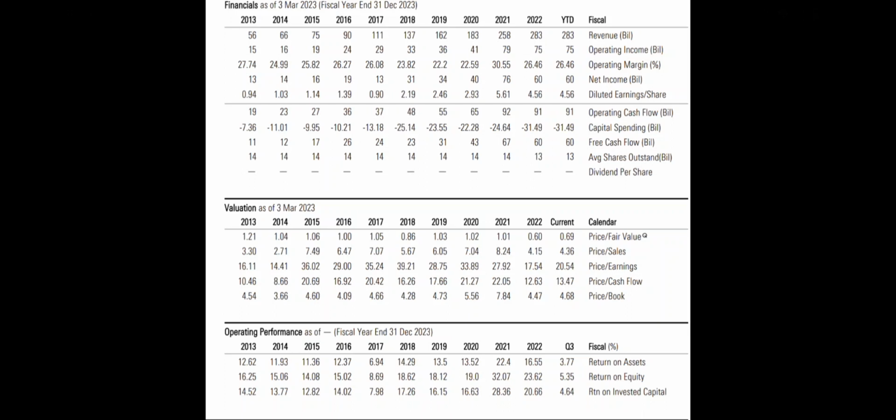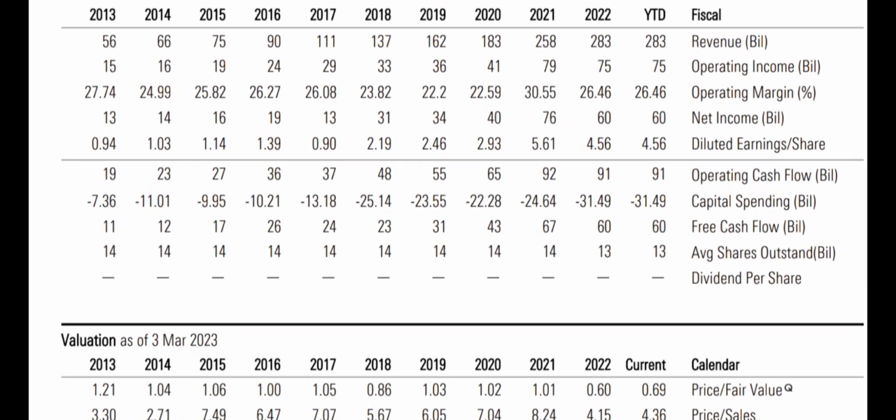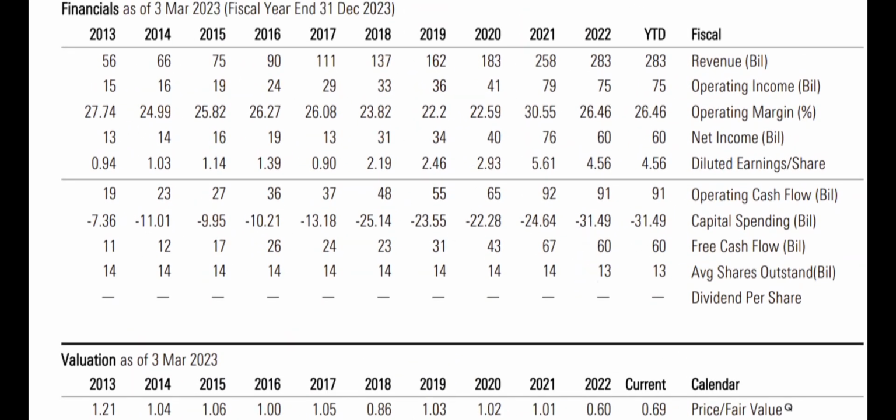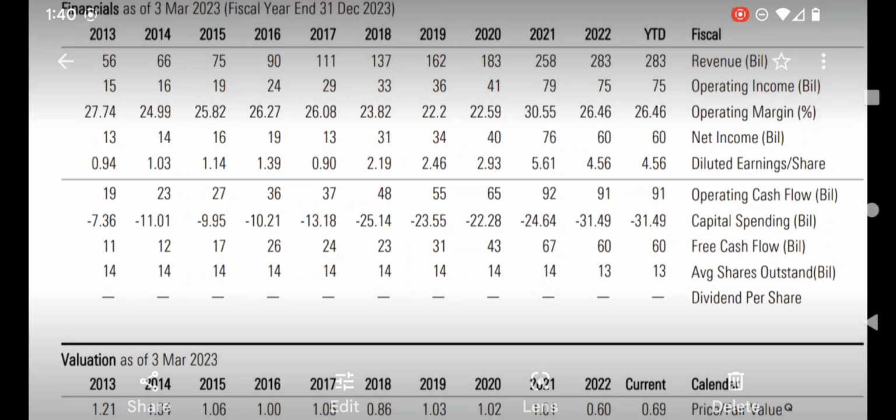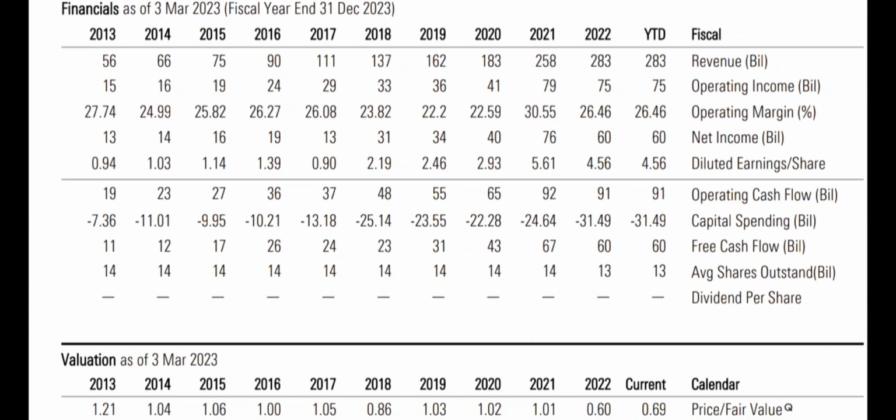See, did you see here revenue? That is also called sales. As you can see, let's get it bigger. In 2013, their sales or revenue is 56 billion, and in 2022, it's 283 billion. So what I'm going to do is see how many times it doubles from 56 to 283.